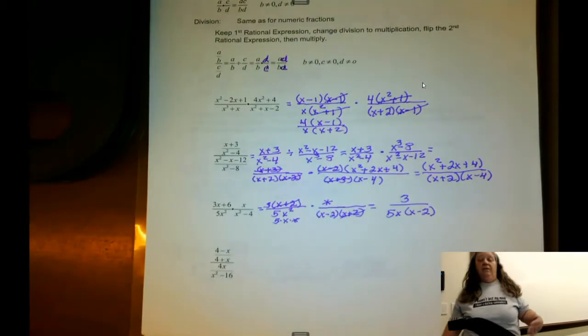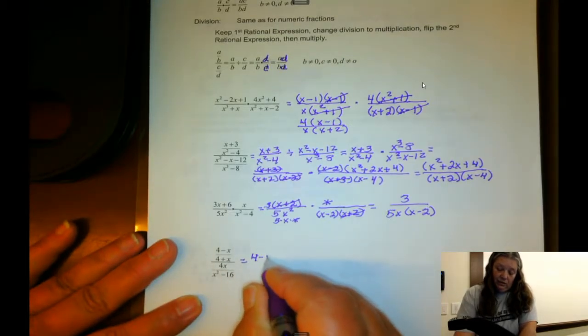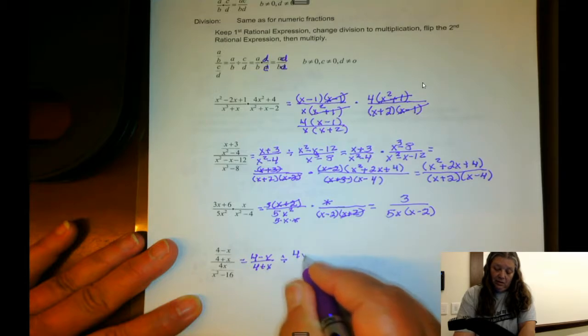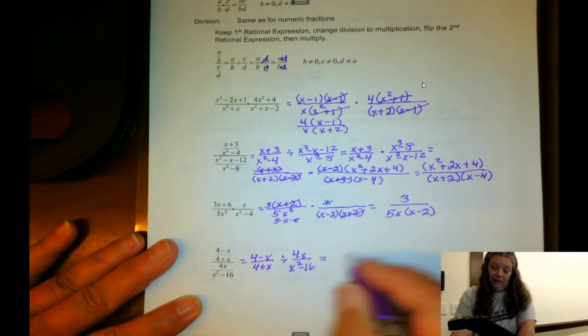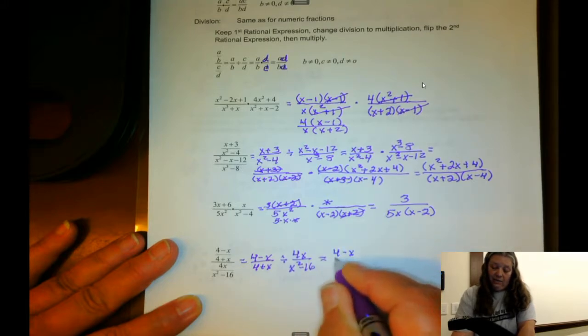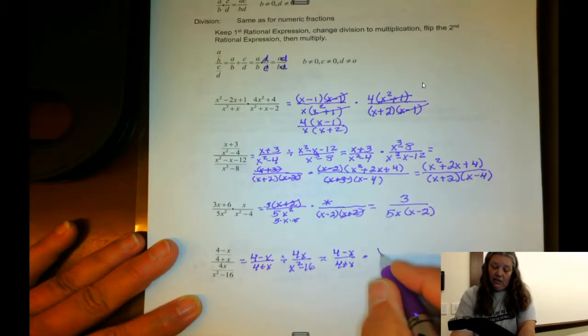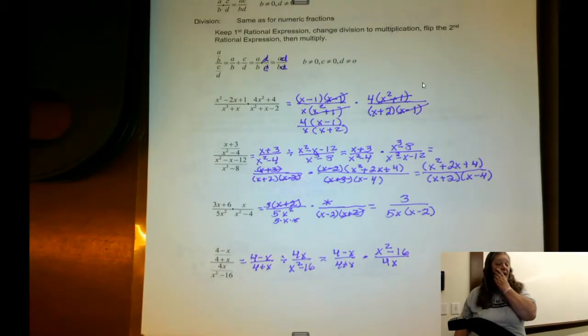Now again, we have a division, so we need to separate it into two separate fractions. Then change it to a multiplication, keep the first fraction, change the sign to multiplication, flip the second fraction. Now we factor.